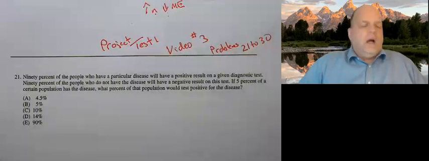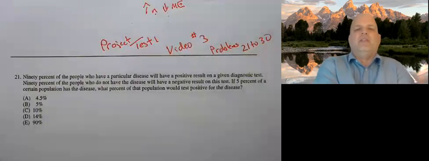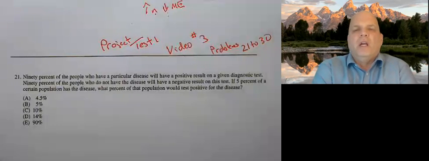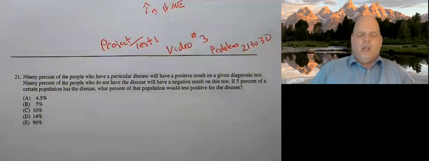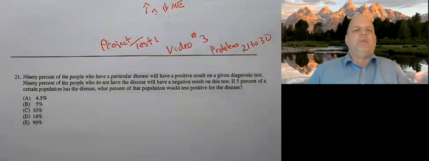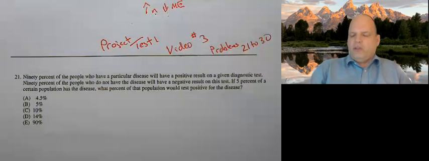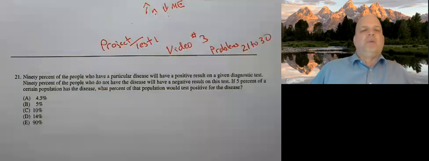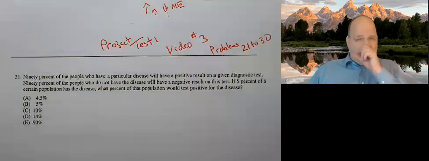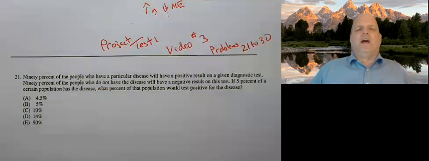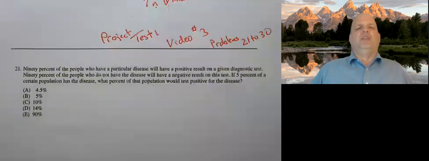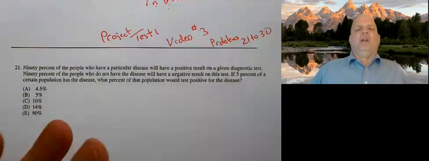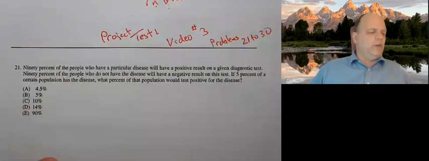Okay, so this is project test number 1, video number 3, and will be problems 21 to 30. And 90% of the people who have a particular disease will have a positive result on a given diagnostic test. 90% of the people who do not have the disease will have a negative result on this test. If 5% of a certain population has the disease, what percent of the population would test positive for the disease.